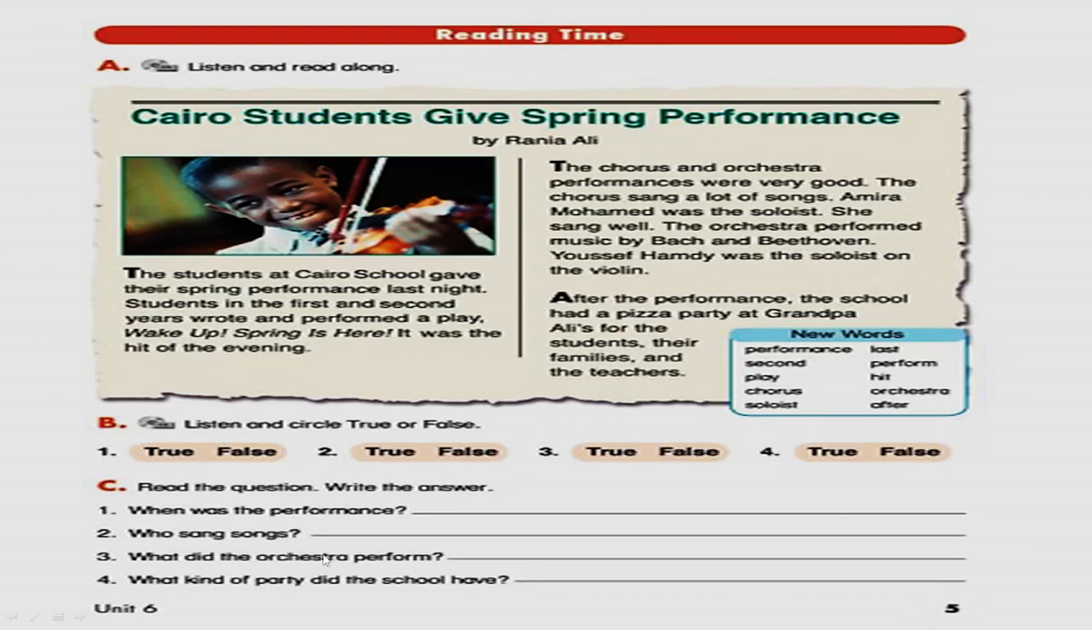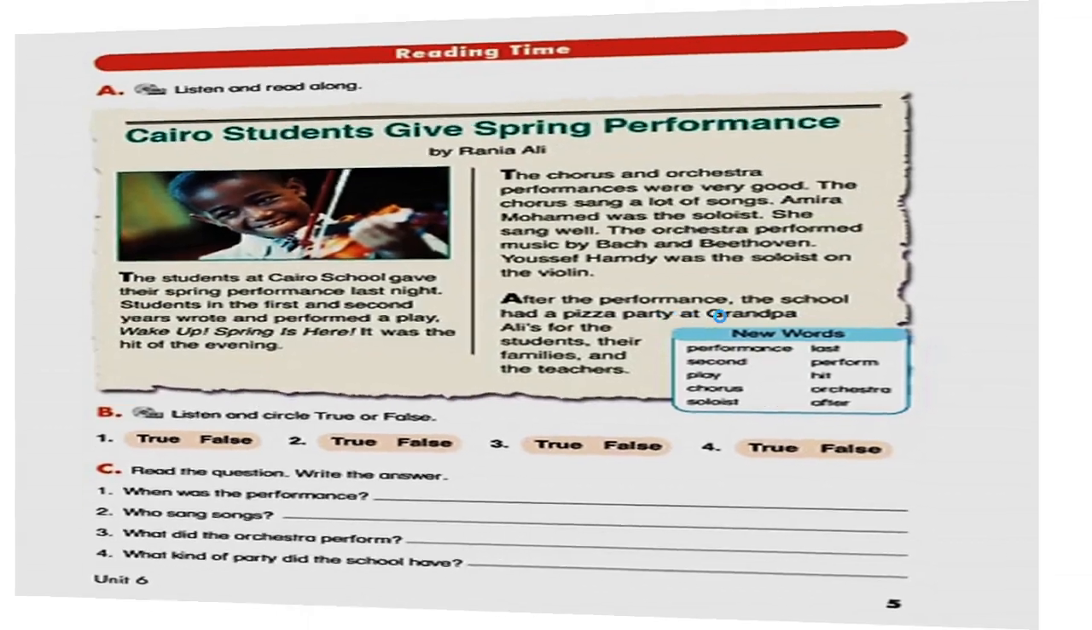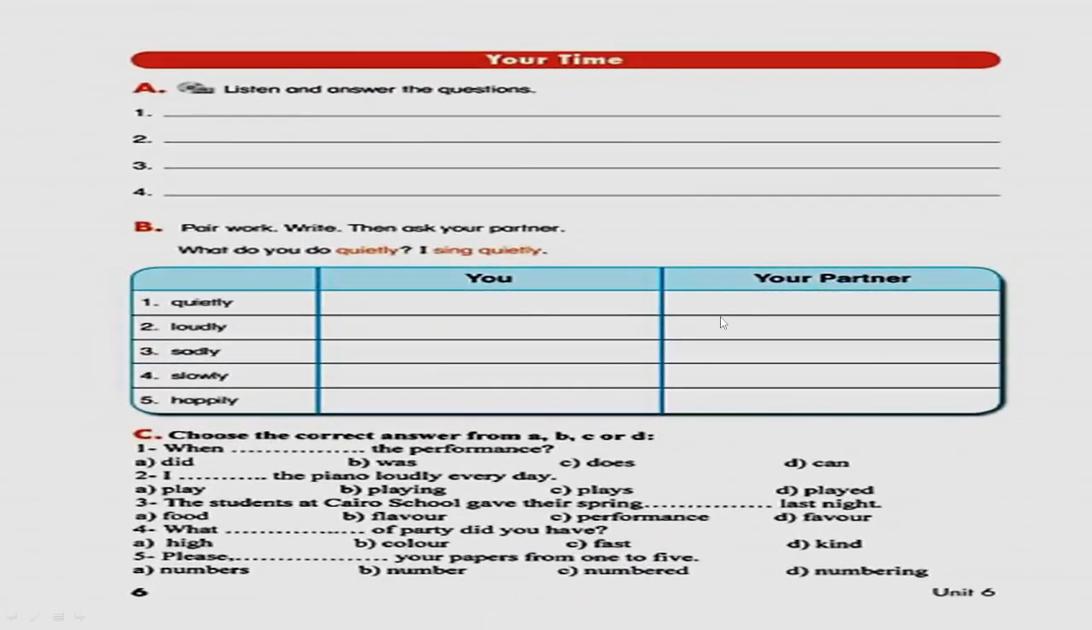What kind of party did the school have? The school had a pizza party at Grandpa Ali's. Let's move to another page. Let's answer exercise C here. When was the performance? Of course I'm going to use was, because to use one of the other verbs, there must be a main verb. So when was the performance?